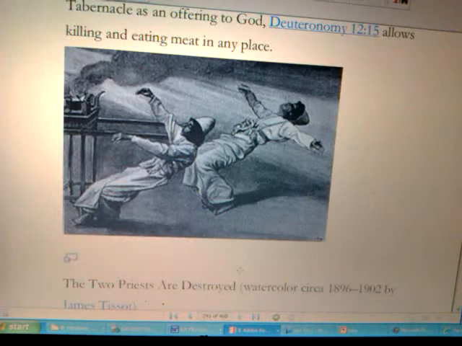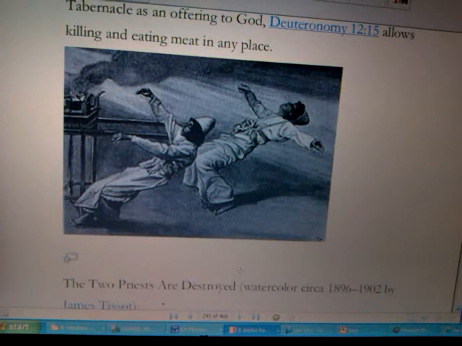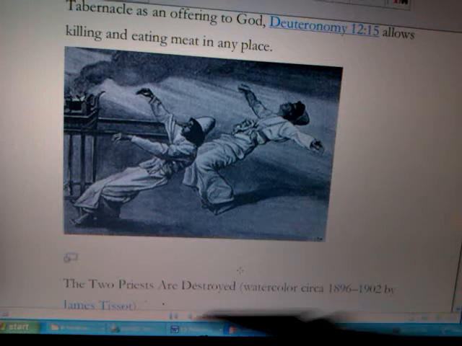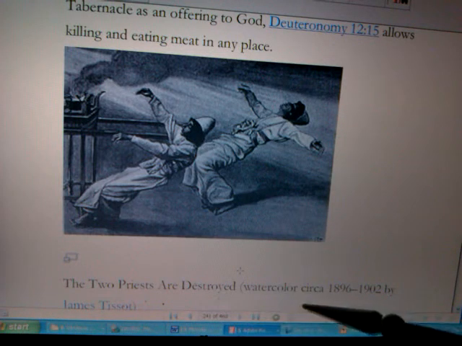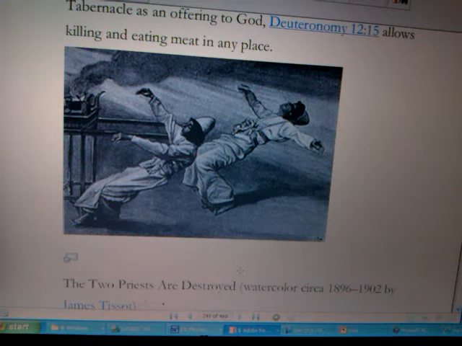Once again, this is the Tissot image right here for the 29th Sabbatical reading and feeding from Vayikra, or the Hebrew book of Leviticus, portion three. And this is the image right here: The Two Priests Are Destroyed, a watercolor circa 1896 to 1902 by an artist named James Tissot.